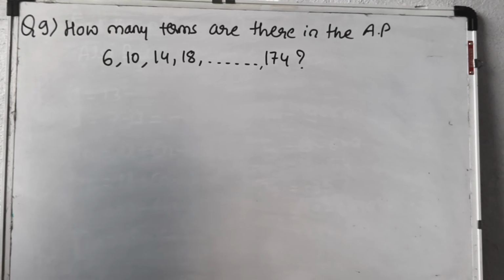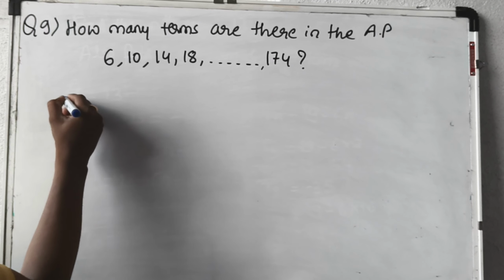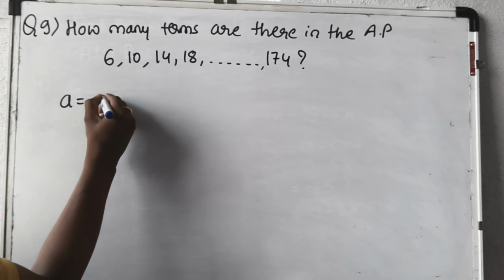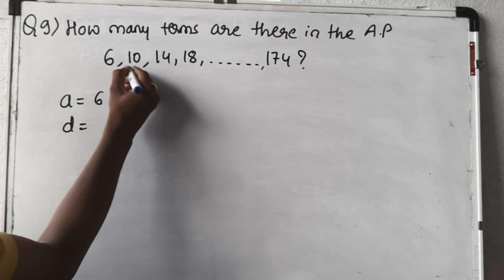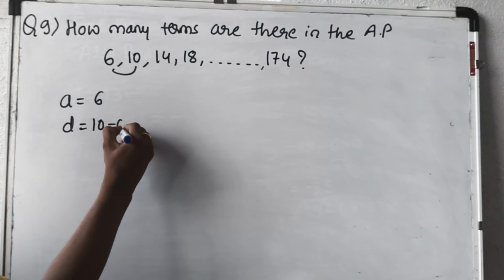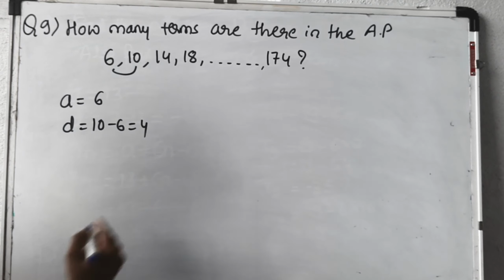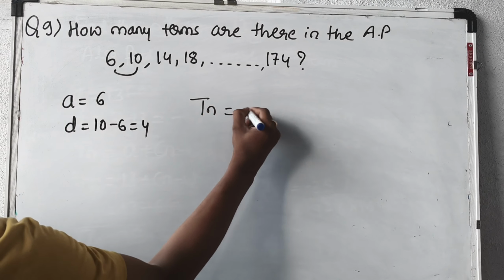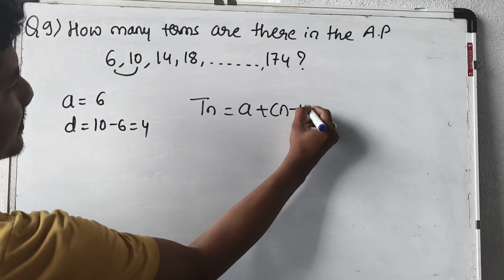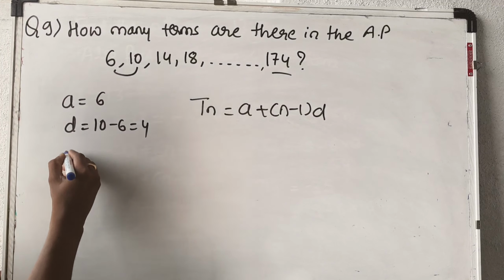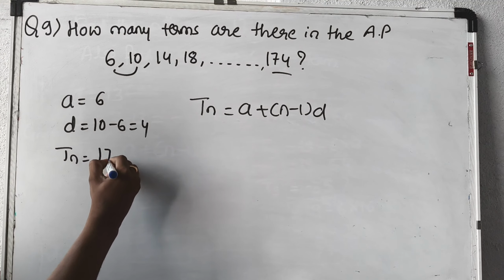How many terms are there in the AP 6, 10, 14, 18, ..., 174? In this, the first term is 6 and the common difference, that is 10 minus 6, is equal to 4, or else you can do 14 minus 10 is equal to 4. And he's asking how many terms are there.